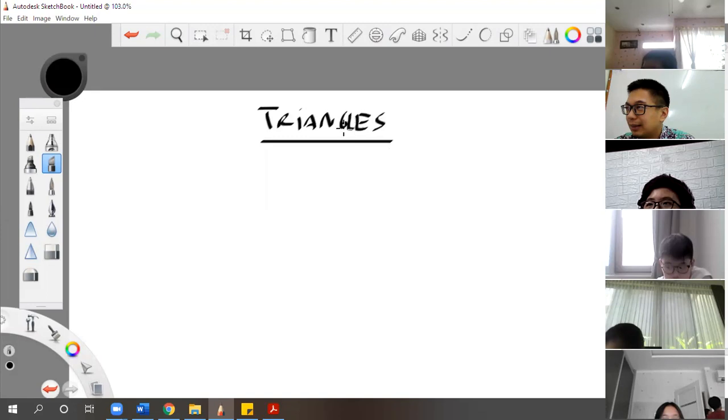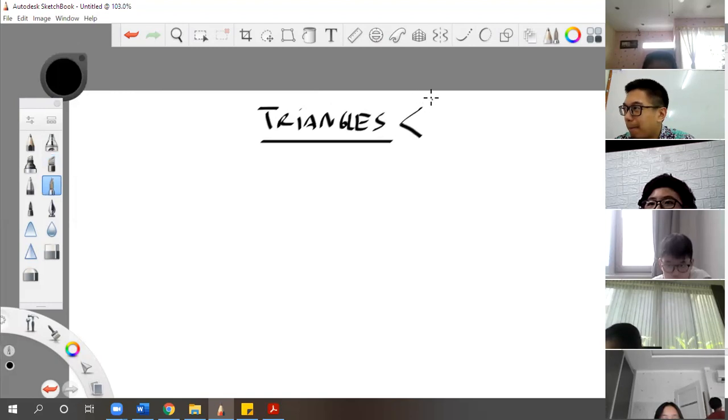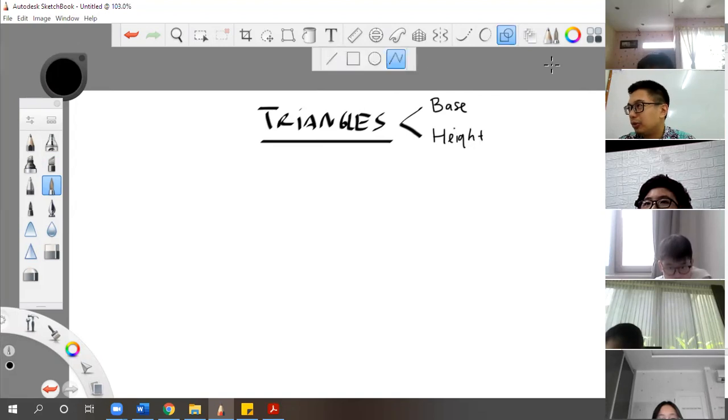Okay, so triangles need to be separated into two parts. First part is base. Second part is height. Now we are talking about the connection between base and height. Let me show you how to do. Let's say I have a scalene triangle. Scalene means a triangle that has no equal sides.